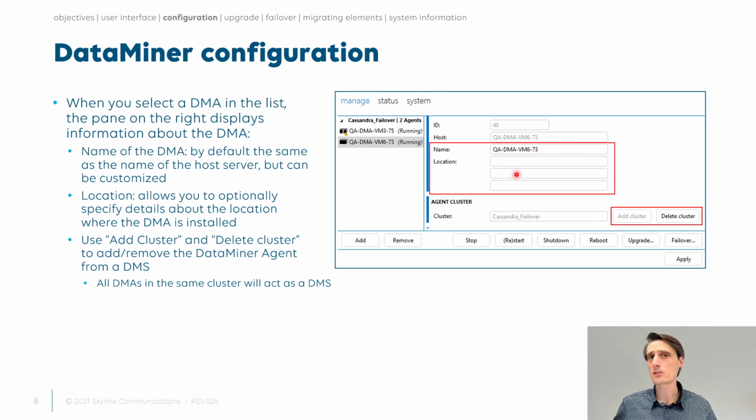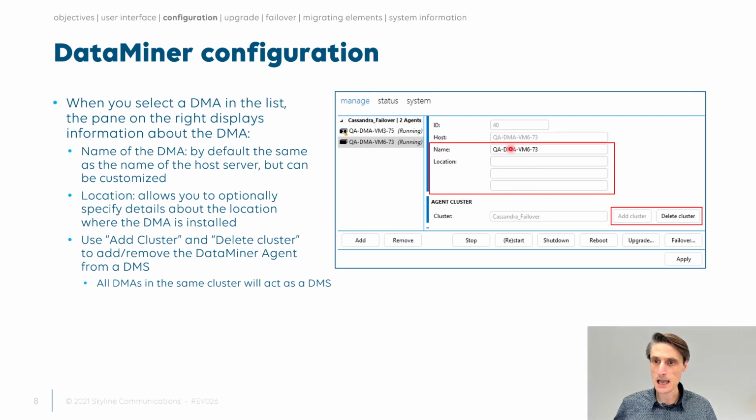The location fields are just arbitrary fields. I can fill in there an address, or just a room and a rack number or a rack position, or a site or a country. It doesn't really matter. That's for your own internal reference, you could say.